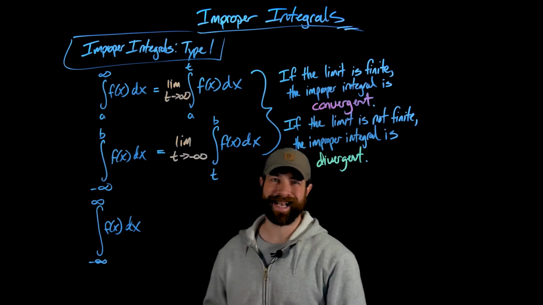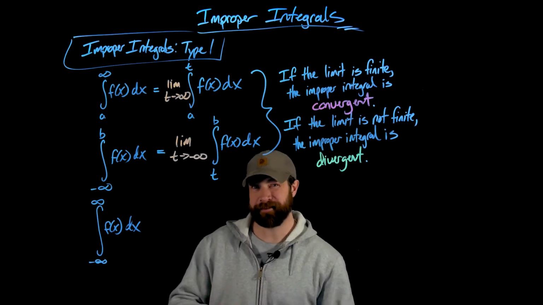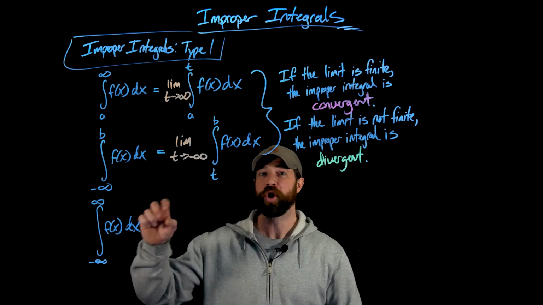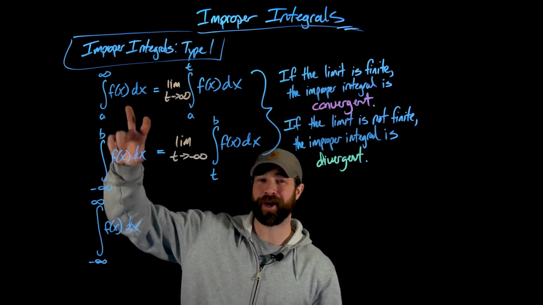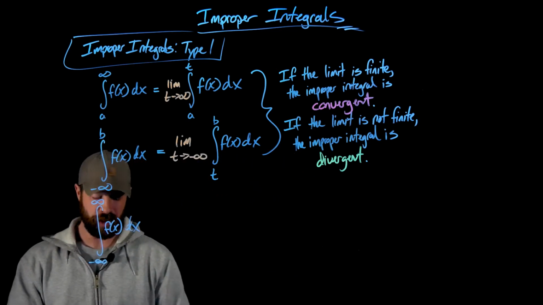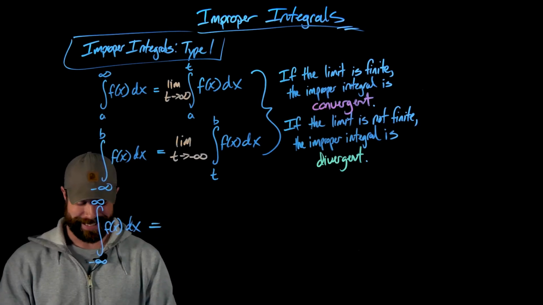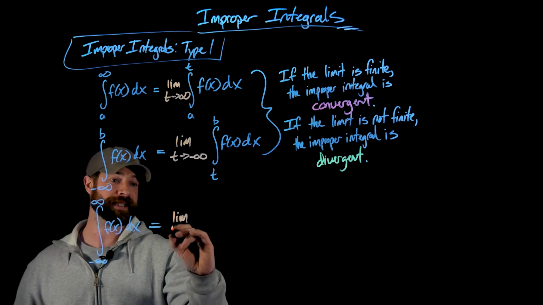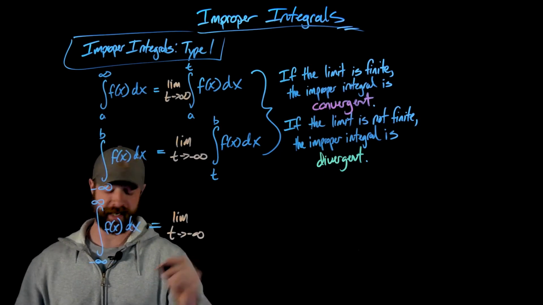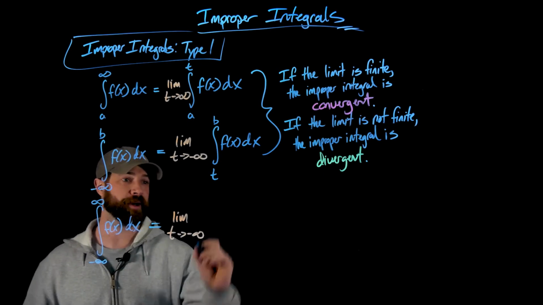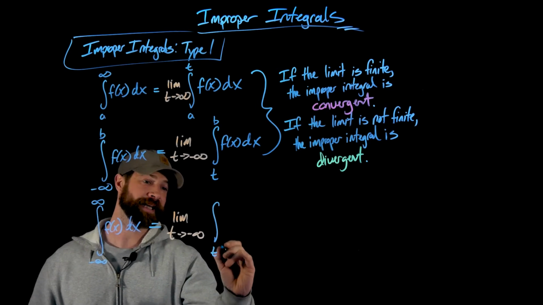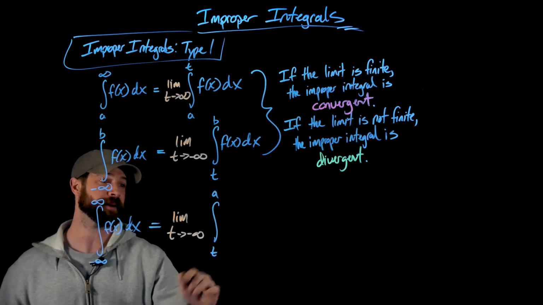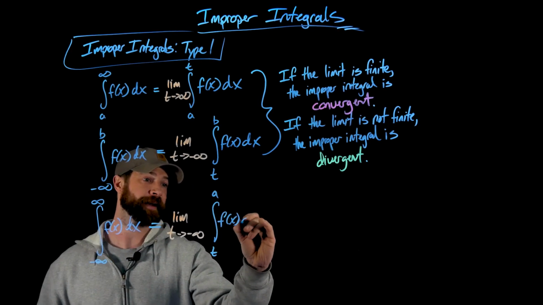And finally, this last statement: if we have an infinite interval over all real numbers, from negative infinity to infinity, what this actually means is simply the combination of both of these. So in this case, this is the limit as t goes to negative infinity of the integral that goes from t to a, right? So negative infinity to a, that's this definition right here, of our function f of x.